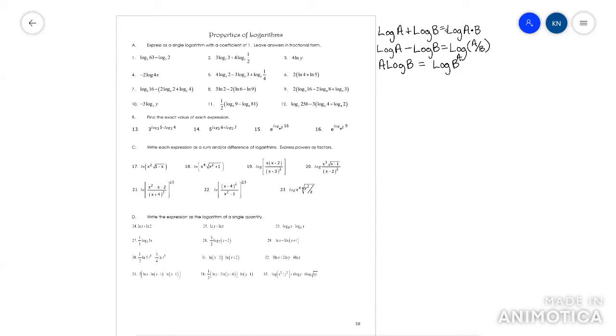All right, now they want me to find an exact value for each expression. That means I'm going to be evaluating. So basically, let's look at the first one. We've got 3 to the log base 3 of 5 minus log base 3 of 4. Okay, now to do this problem, I would probably start with the log part, so I wouldn't touch the 3, and I would group it using rule 2. So it'd be log base 3 of 5 divided by 4.